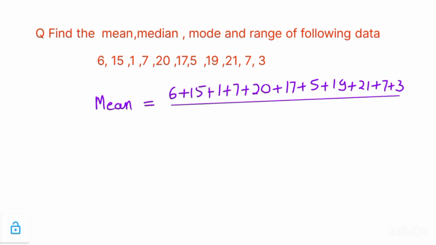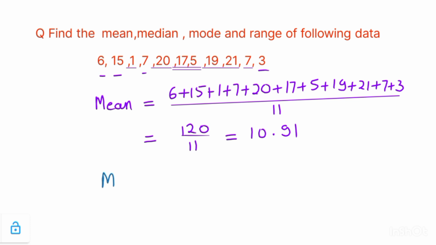So how many numbers do we have? 1, 2, 3, 4, 5, 6, 7, 8, 9, 10, 11 numbers. So this will be divided by 11, and you can use the calculator. This will give 120 divided by 11, which is equal to 10.91, right?